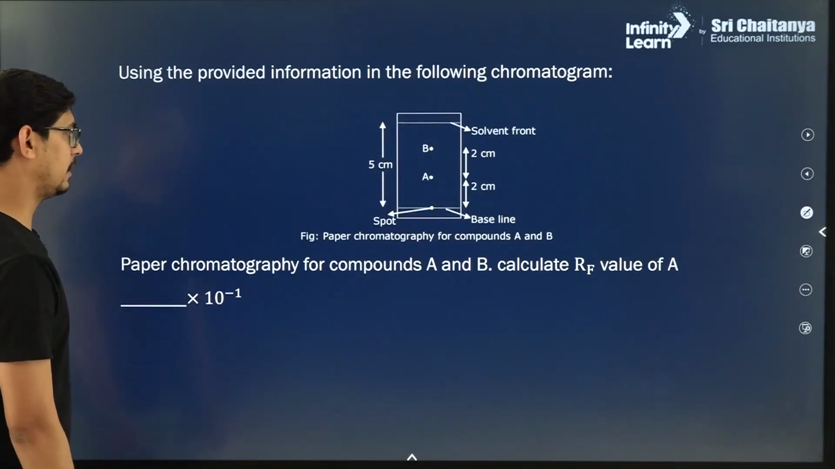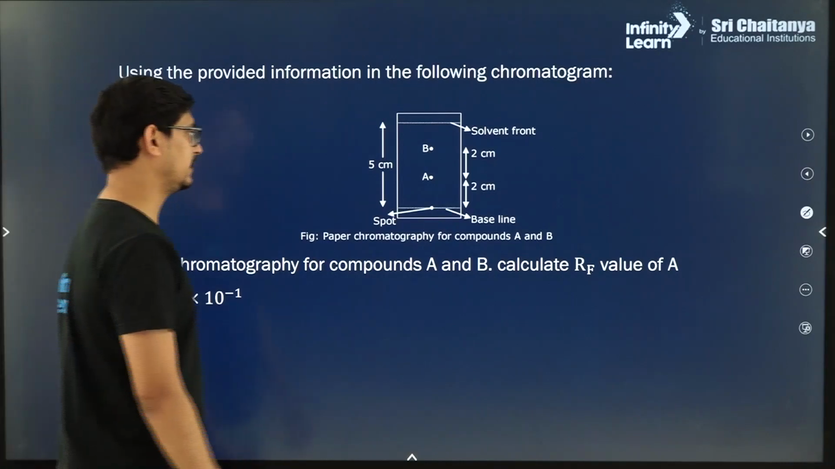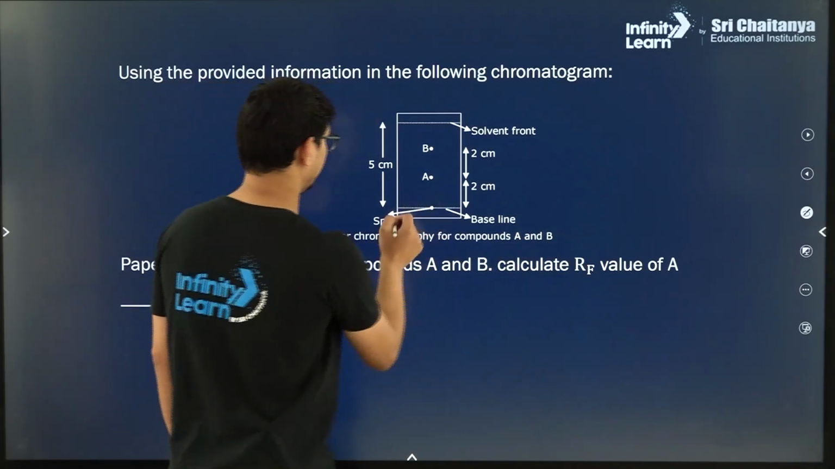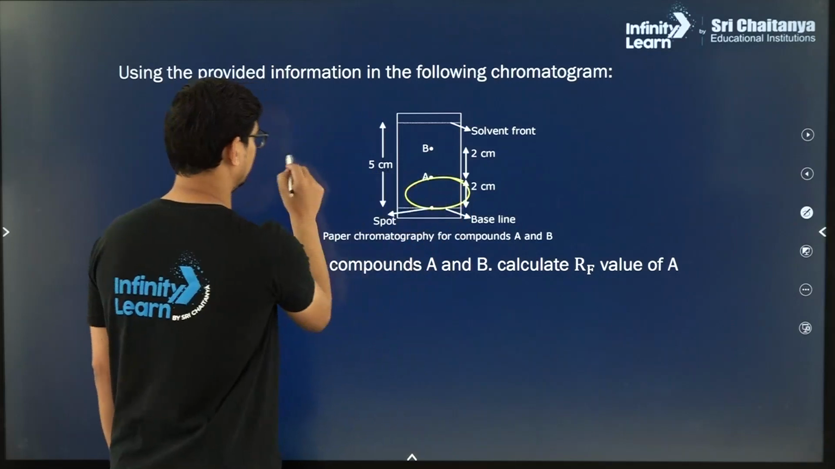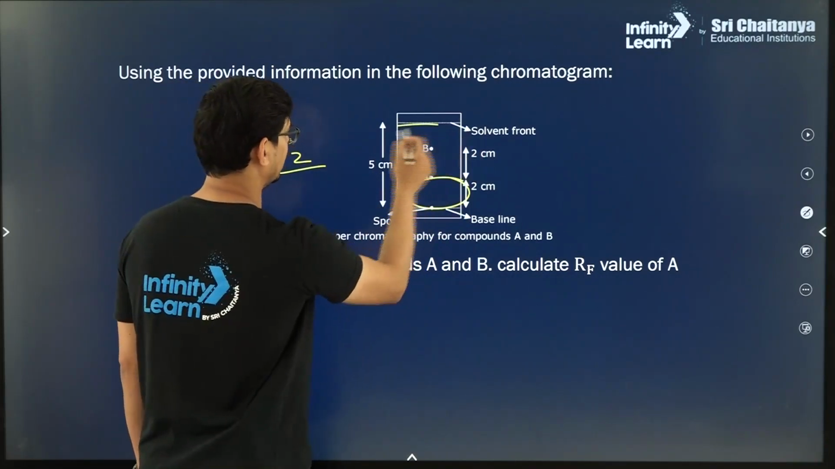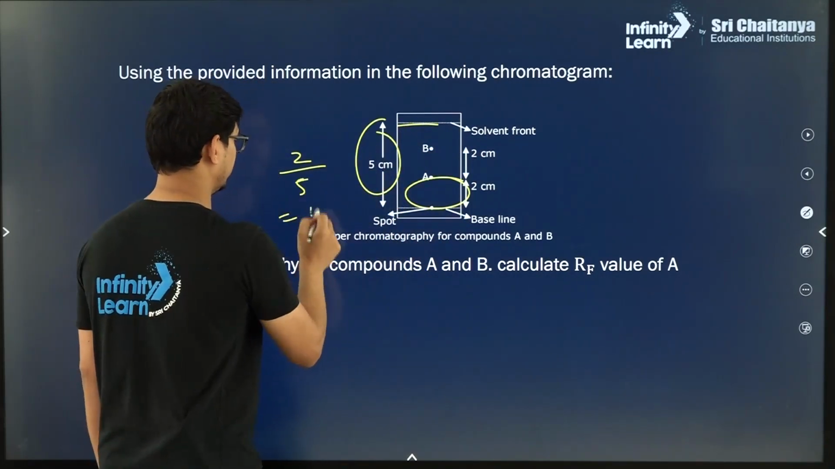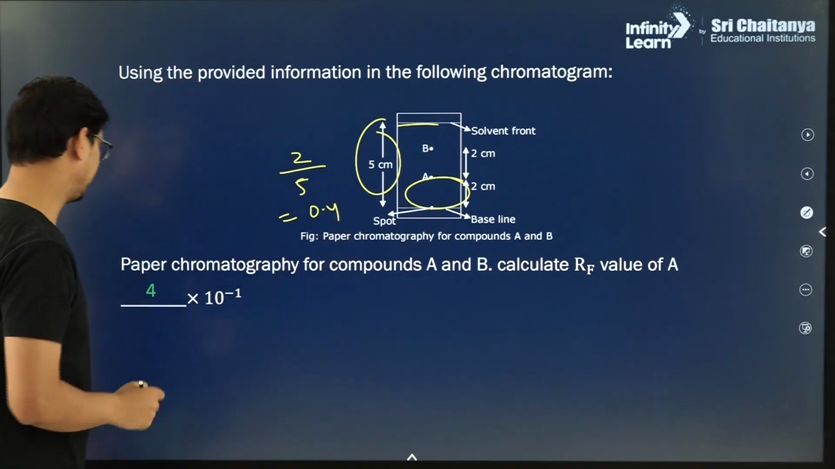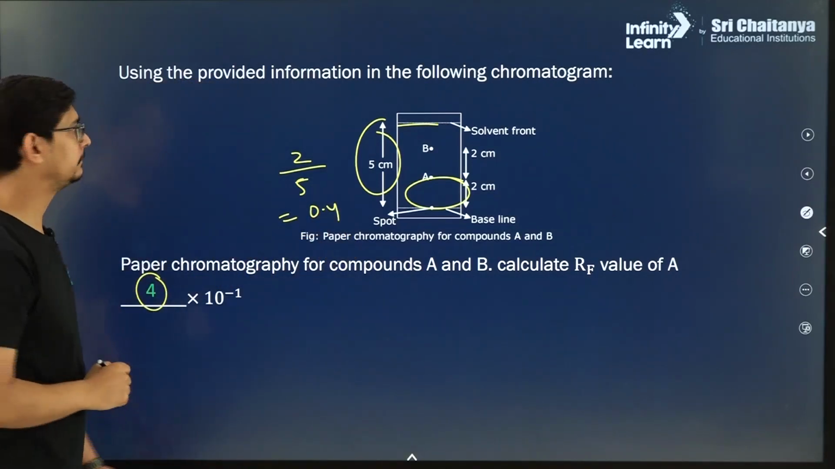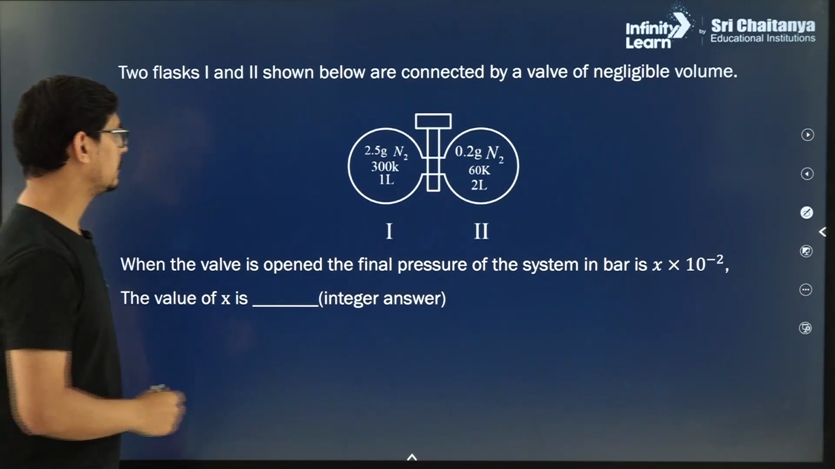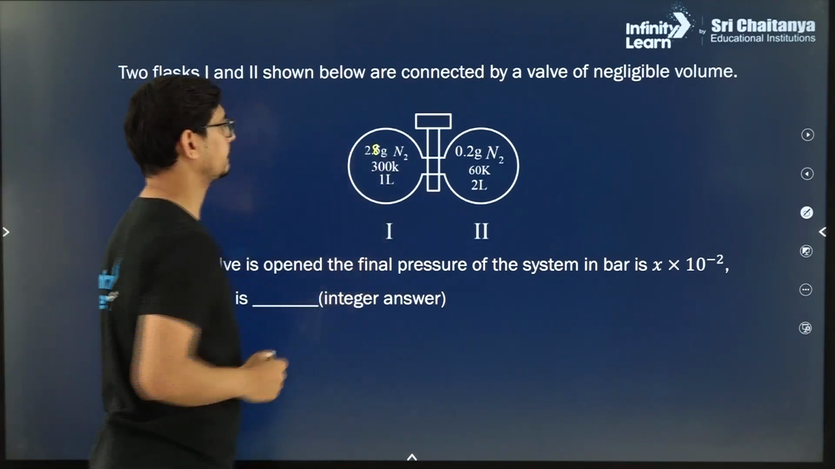Here you have to find out the Rf, which is basically the distance moved by A, which is 2 centimeter, divided by the distance moved by the solvent, which is 5 centimeter, which is nothing but 0.4 or 4 into 10 raised to the power minus 1. Here this has to be 2.8, right?